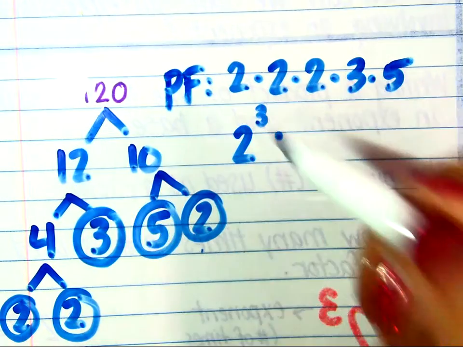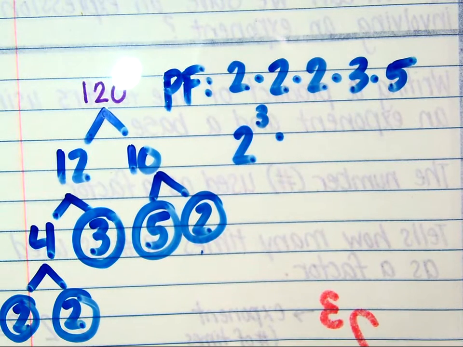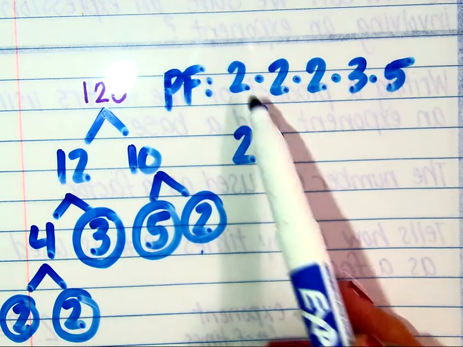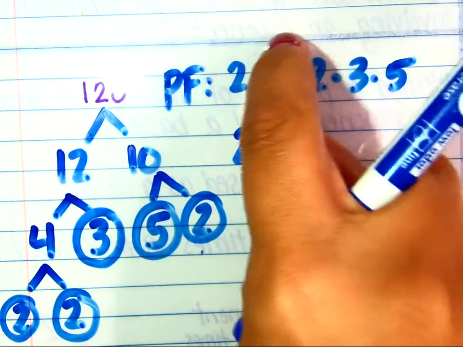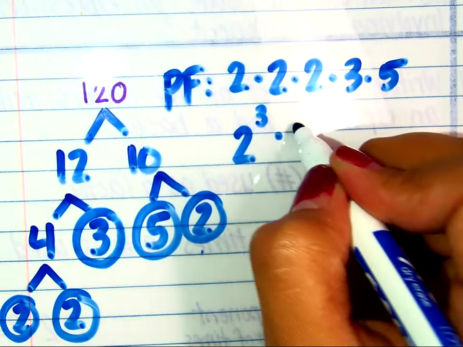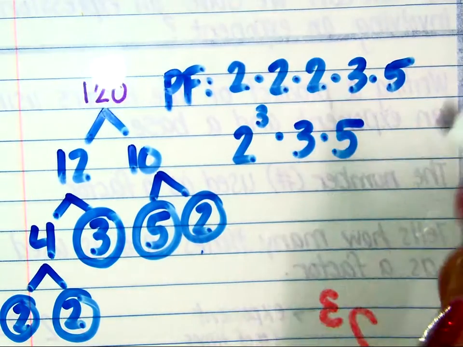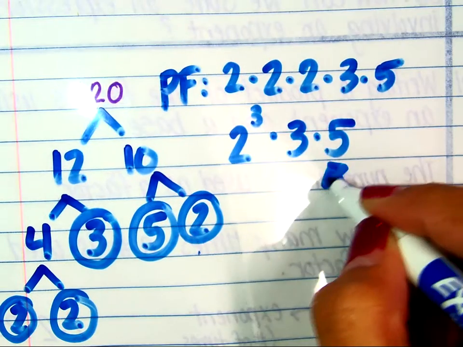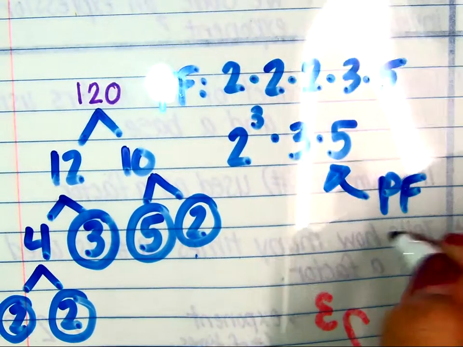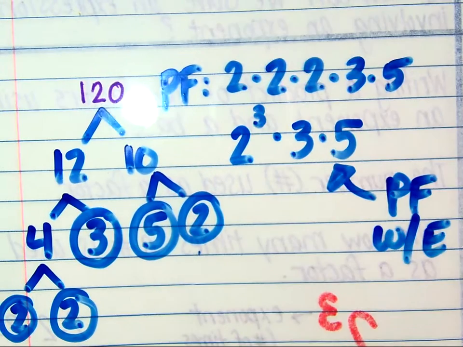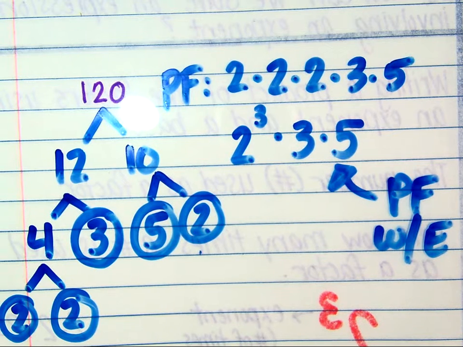Okay, so if we're doing it the 6th grade way, we should have 2 to the 3rd power. So notice I have the three 2's, and then I have a 3 and a 5. Okay, this is how your final answer should be. This is prime factorization with exponents. Okay, so hopefully we got the same thing there.